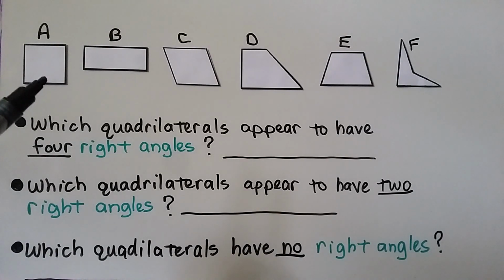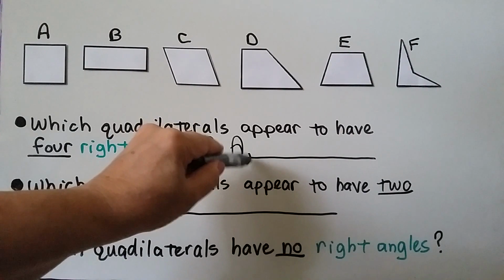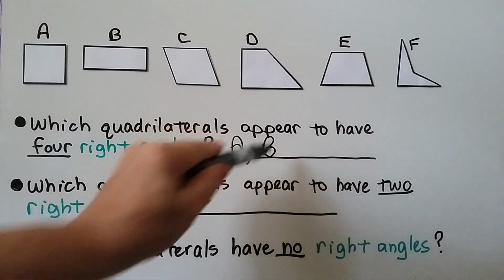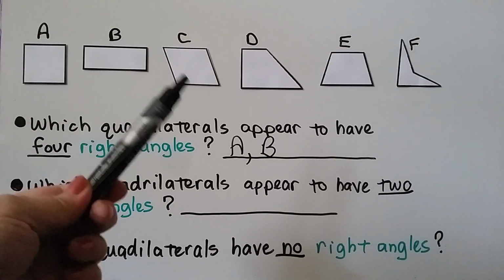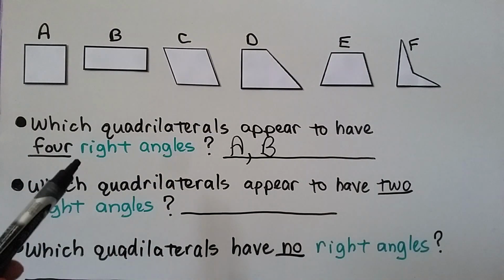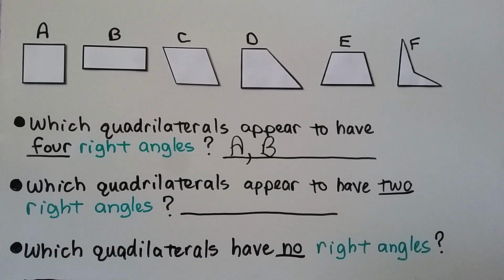Well, this one does, A. B looks like it does. These are not right angles. This one looks like it has 1, 2 of them, but we need 4. This one doesn't have any, and this one doesn't have any. So we have A and B appear to have 4 right angles.